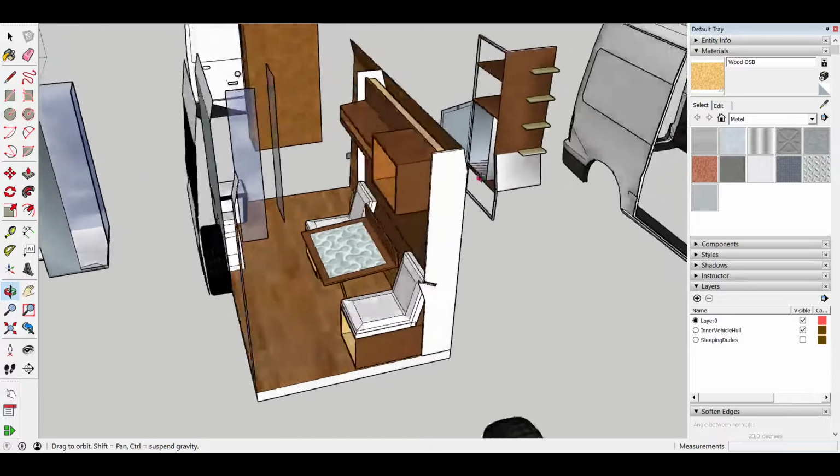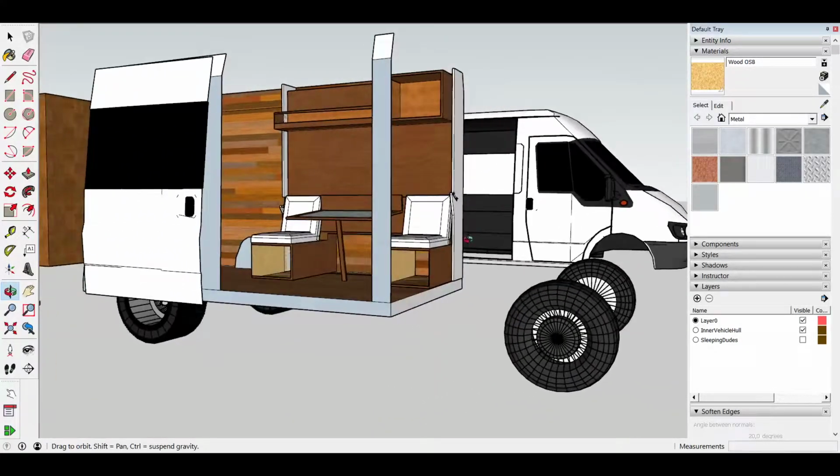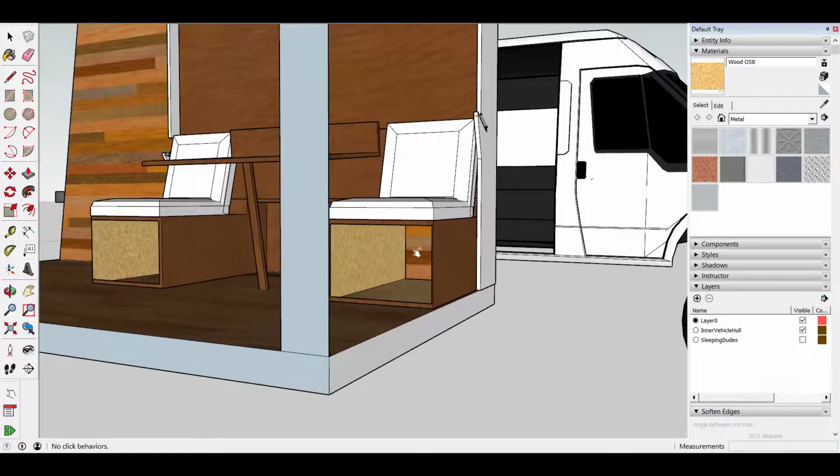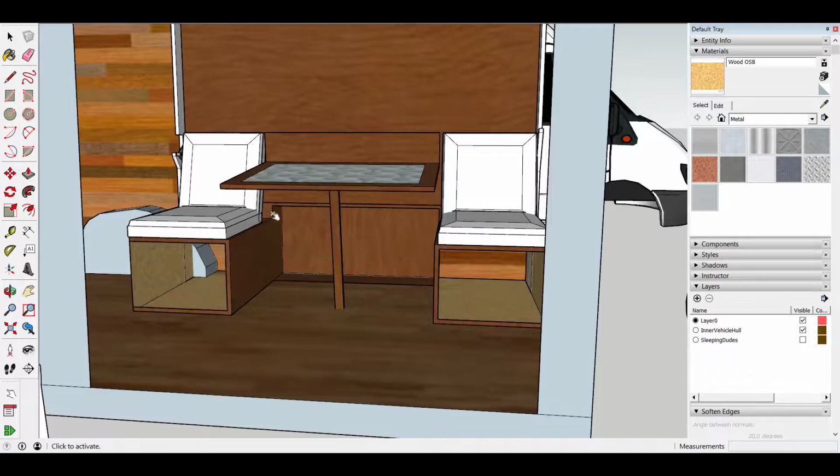Okay, so let's have a look. There is a huge amount of storage underneath these things because it goes all the way to the outer wall of the camper. So this could be a place for the batteries, water tanks, and then here again, a huge amount of space. There is more storage here.